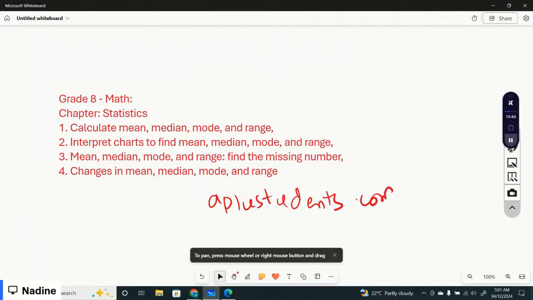You have to log in there using your email address and password as provided by the administrator. Then you have to select math from the subject tab, scroll down to grade 8 math and then click on view all lessons. There you can find a list of the chapters. We're going to start with the chapter calculate mean, median, mode and range.